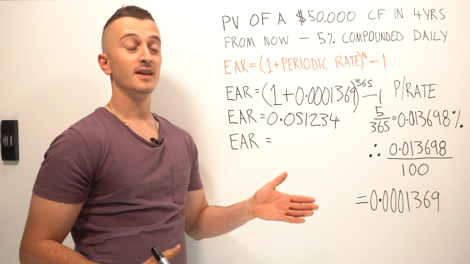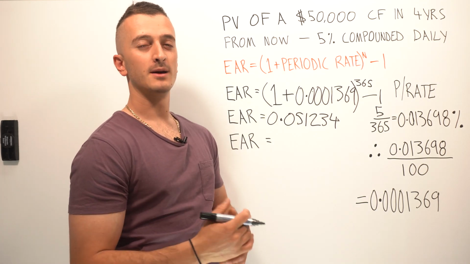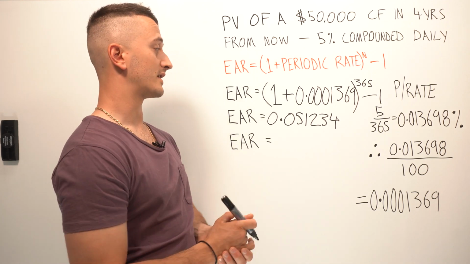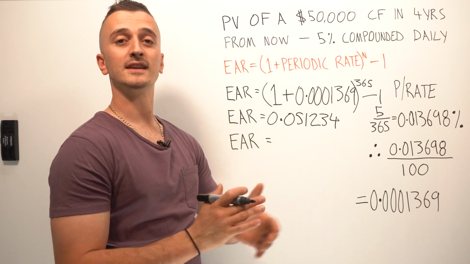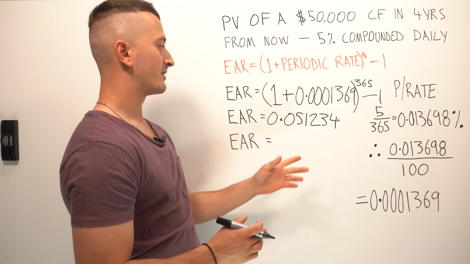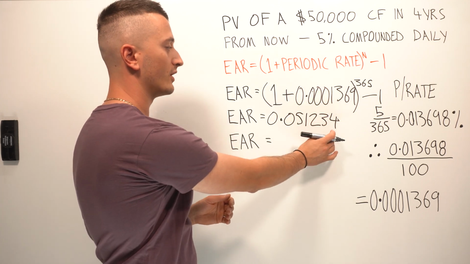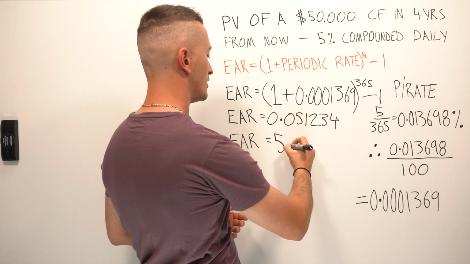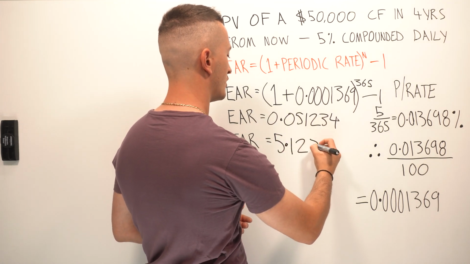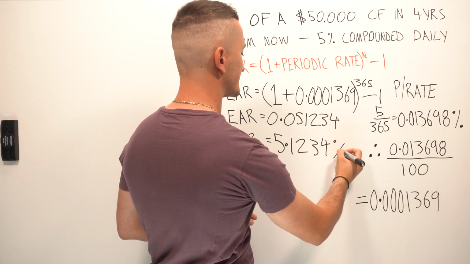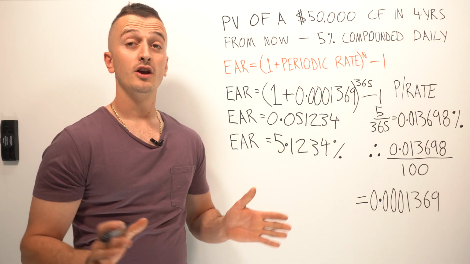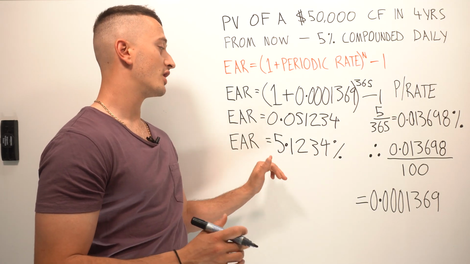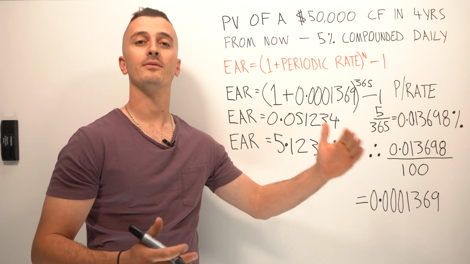0.051234. Now, normally I don't carry out decimals this far, but I want you guys to get a similar value if you push this through the calculator. That's why I'm carrying so many decimals forward. But if you want to know this as an exact percentage, just multiply this number by 100 and you have an EAR of 5.1234%. So 5% compounded daily is like saying you have 5.1234% compounded annually.